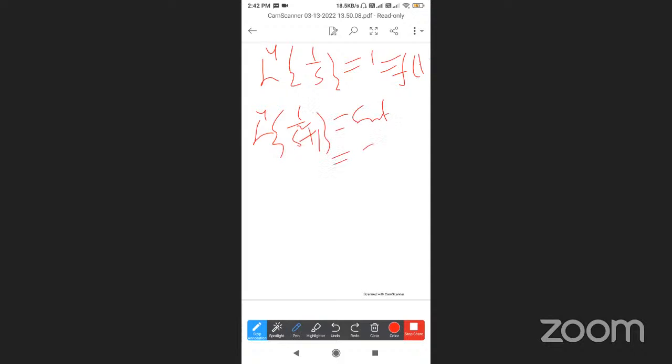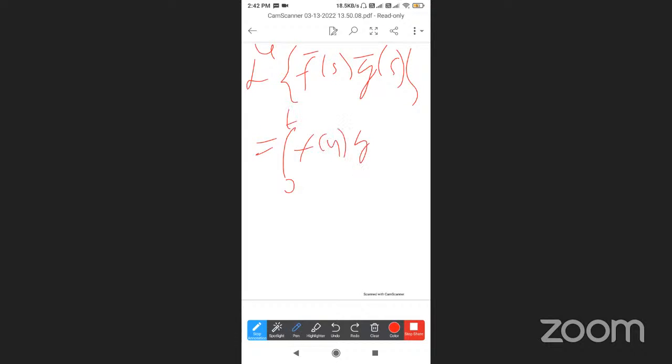The inverse Laplace transform of 1 by s is equal to 1, this is f of t. The inverse Laplace transform of 1 by s square plus 1 is equal to sin t, this is called g of t. Now we have to apply the theorem: the inverse Laplace transform of f bar of s into g bar of s is equal to the integral from 0 to t of f of u into g of t minus u du.